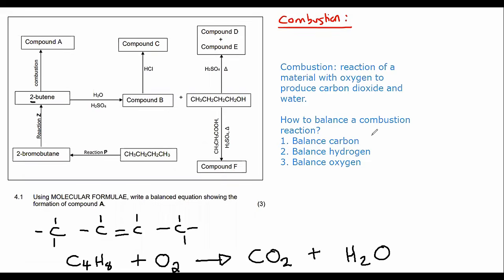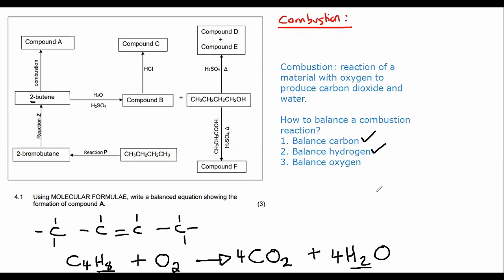Okay, now we said that to balance this thing, you should always do the carbon first. So let's go do the carbon first. There are 4 carbons on the left-hand side, and there is only 1 carbon on the right. So we should put a 4 over there. Then we should balance the hydrogen. There are 8 of them on this side and only 2 of them on this side. So to balance that, we would put a 4 over there.